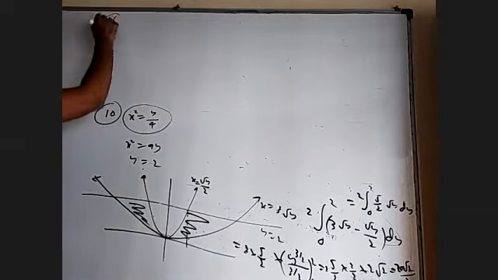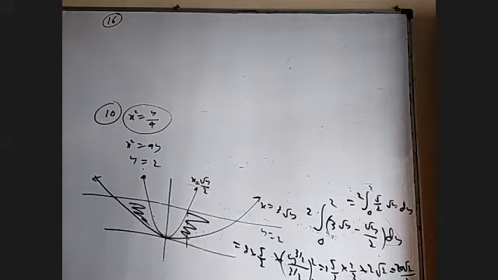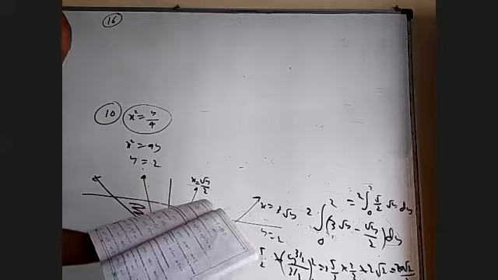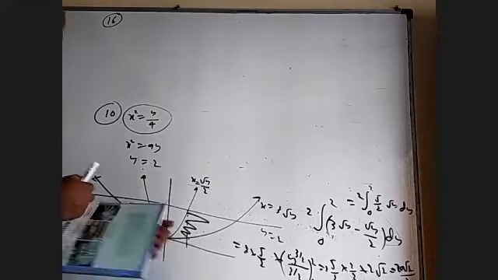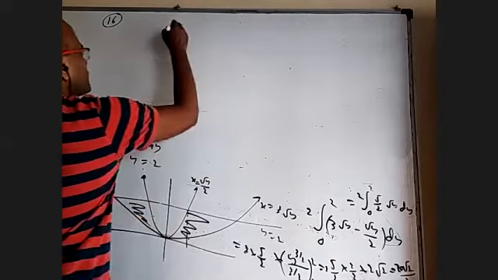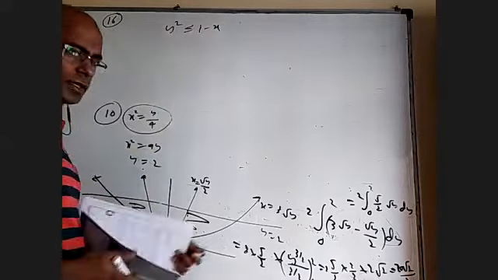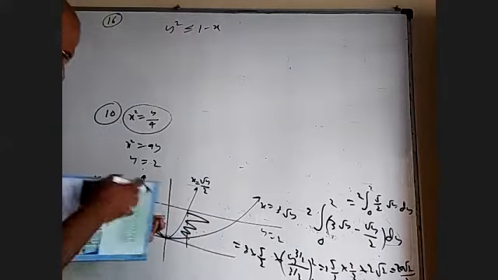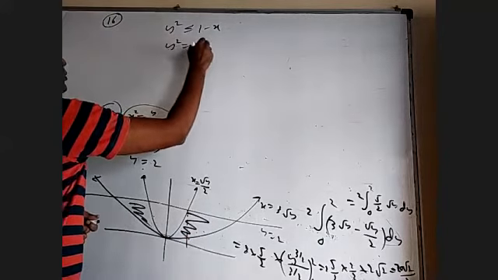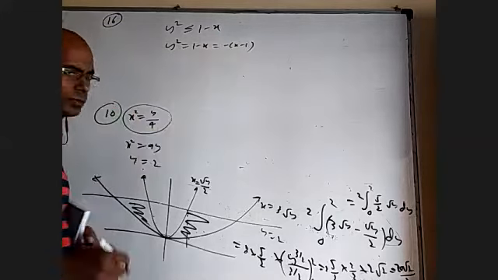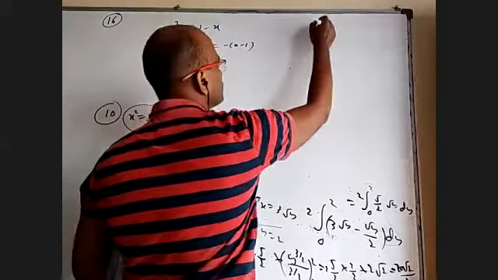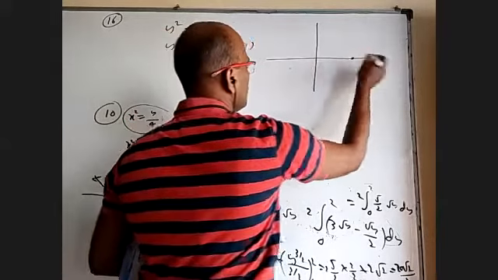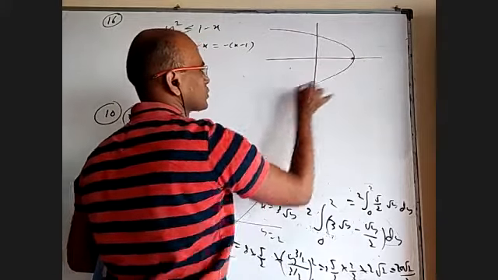Okay, 16. This inequality: x square plus y square less than or equal to 1 is inside the circle, and the parabola. What is this? y square less than or equal to 1 minus x. Let us take equal to first. y square equal to 1 minus x, which is minus of x minus 1. It is a parabola with vertex 1 comma 0 and opening towards left. So it will be like this.